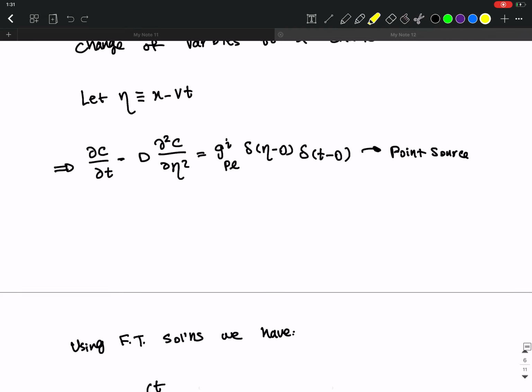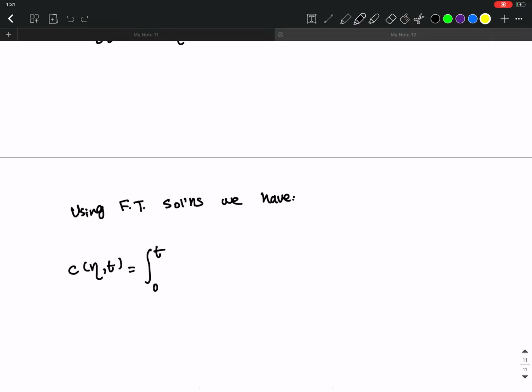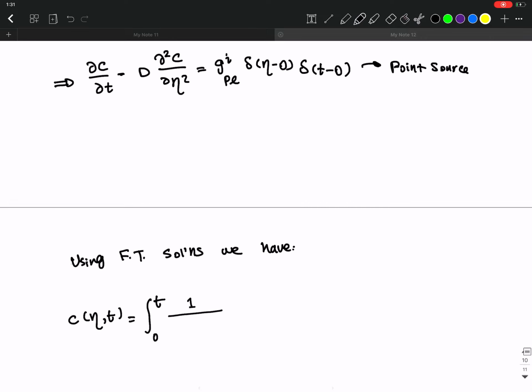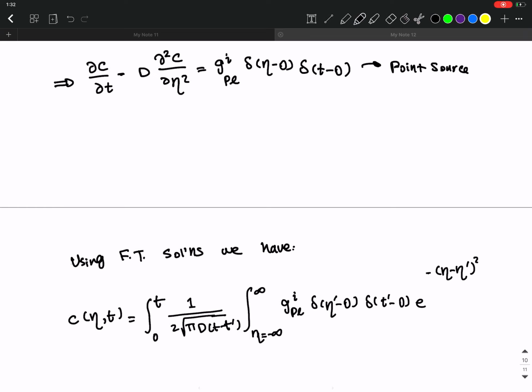So I'm going to write the solutions for that. It's going to be the integral from 0 to t of 1 over 2 square root of pi D (t minus t prime), times the integral over eta prime from minus infinity to infinity of GPL I, the instantaneous source, delta eta prime minus 0, delta t prime minus 0, e to the power minus eta prime square over 4 D (t minus t prime), d eta prime dt prime.